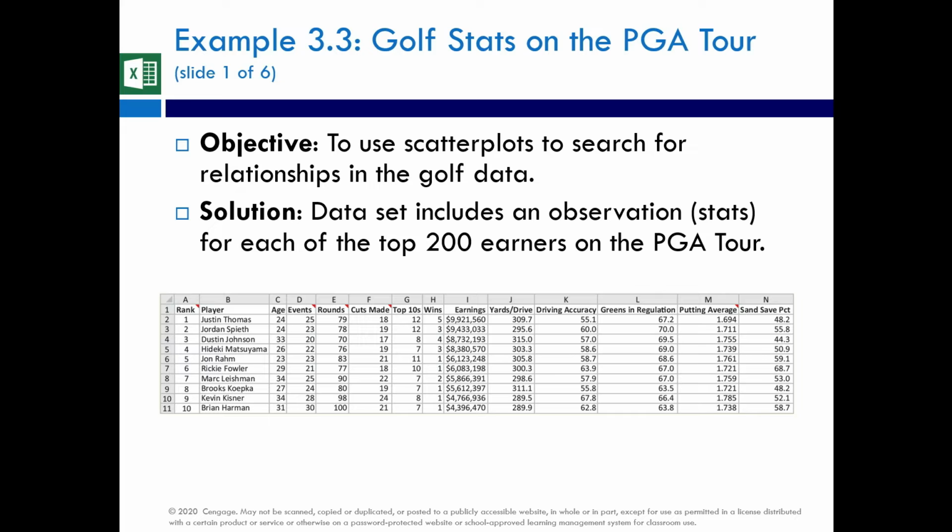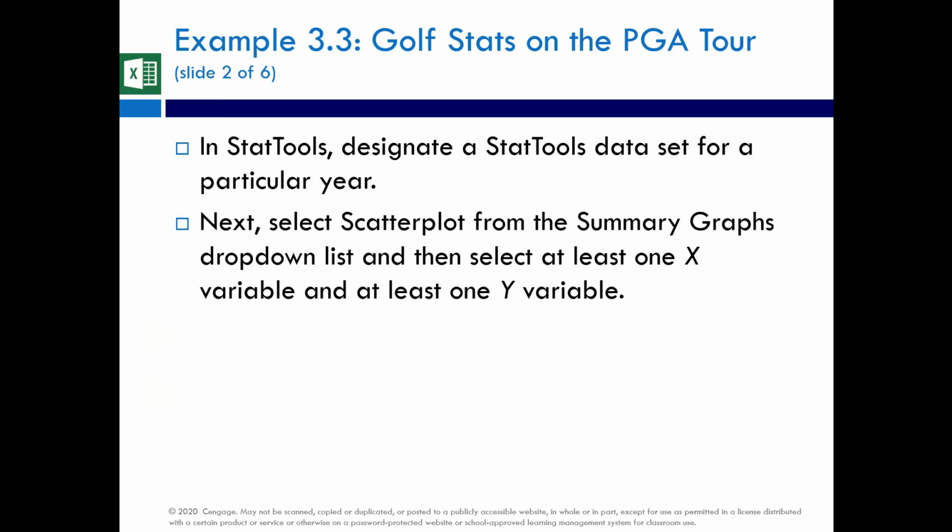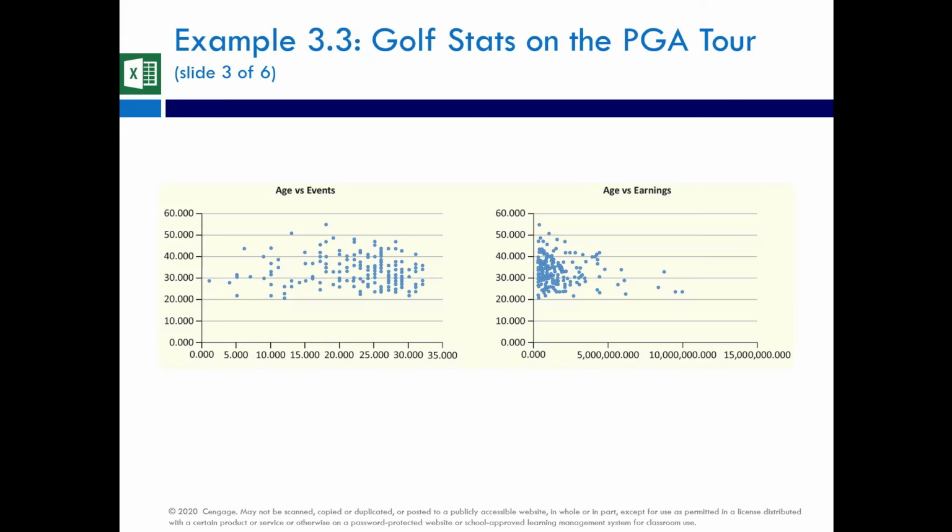Golf stats on the PGA Tour. To use a scatter plot to search for relationships in golf data. The data sets include observations for each of the top 200 earners on the PGA Tour. Designate a StatTools data set for a particular year. Next, select Scatter Plot from the Summary Graphs drop-down, and select at least one X variable and at least one Y variable.